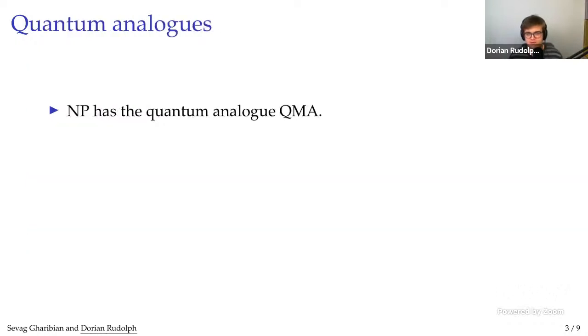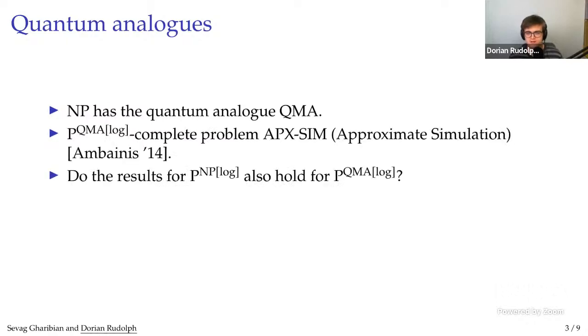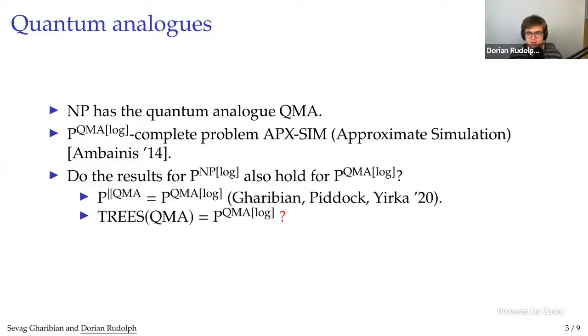And we have the quantum analog of NP called QMA, quantum Merlin Arthur. And P to the QMA log has the physically well-motivated complete problem APX-SIM, or approximate simulation, of simulating measurements on the ground state of a Hamiltonian. This raises the question whether the results for P to the NP log also translate over to the quantum setting. Here, P to the parallel QMA equals P to the QMA log has recently been shown. But it was not known until this work whether the result for query trees also holds.